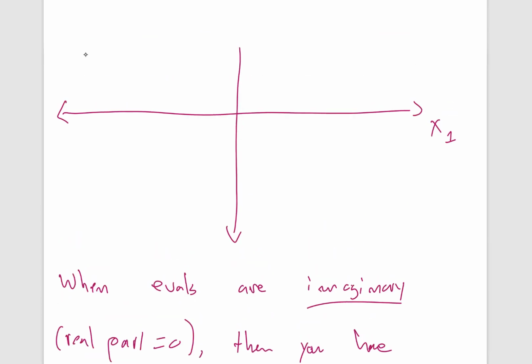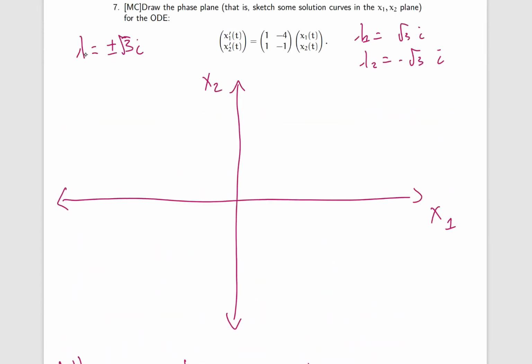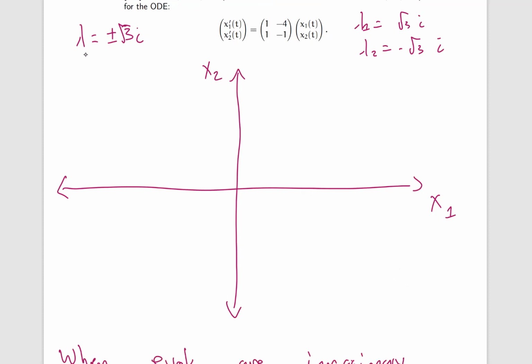Okay, so we know we have ellipses, and now we want to know, are the ellipses going in the clockwise or counterclockwise direction? And we want to get an idea of what the orientation is. To answer both of those questions, we're going to do one thing. We're going to consider the point where x1 is equal to 1 and x2 is equal to 0, and ask, for the curve that passes through this point, what is the tangent vector going to be?